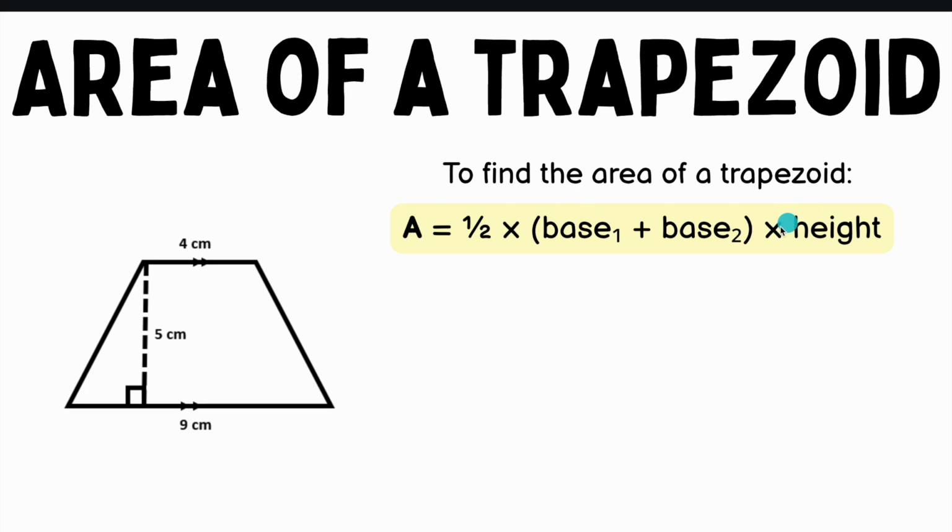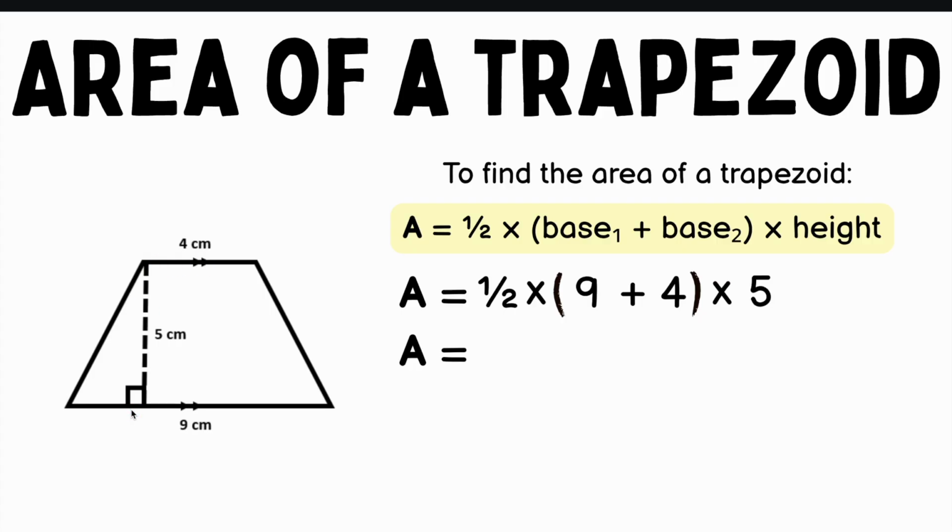Let's find the area of this trapezoid. Area equals half times base 1, which would be 9 centimeters, plus base 2, which would be 4 centimeters, times the height, which is 5 centimeters. Area equals half times, let's solve parentheses first. 9 plus 4 is 13, times 5.